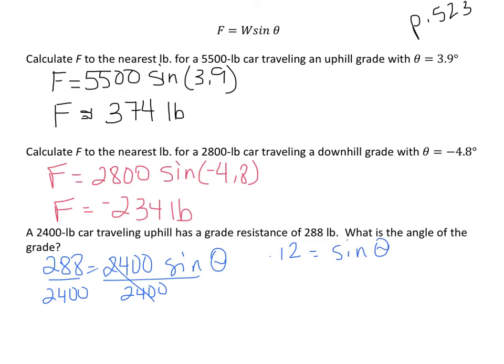If I'm looking for the angle theta, I have to untrig this, which means I take the inverse sine of 0.12 to get theta. I get that theta is 6.892 degrees. And of course, we can't forget the fact that this is a word problem and we need to write sentences for each one of these.